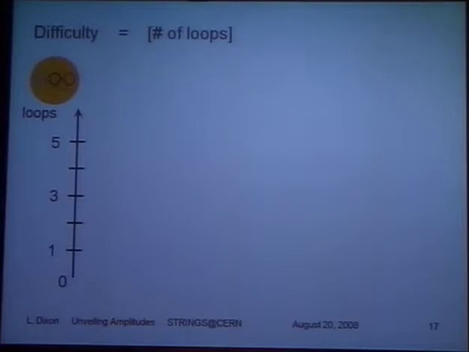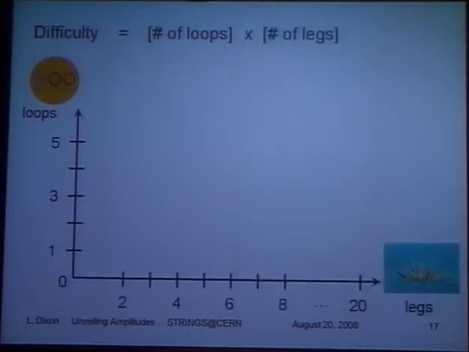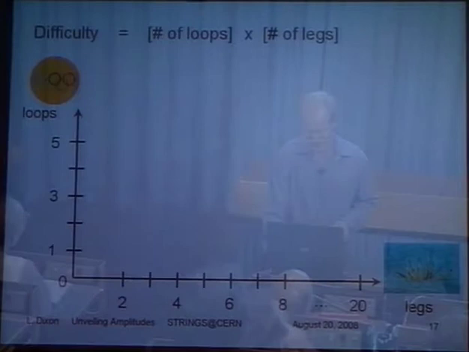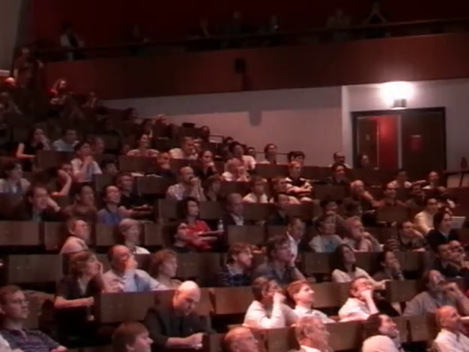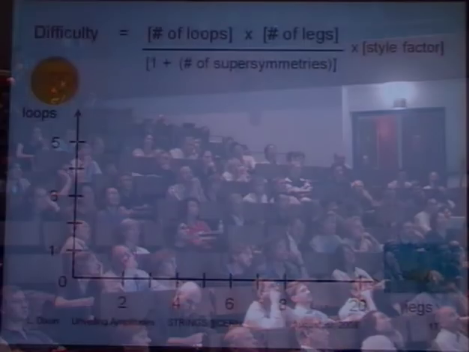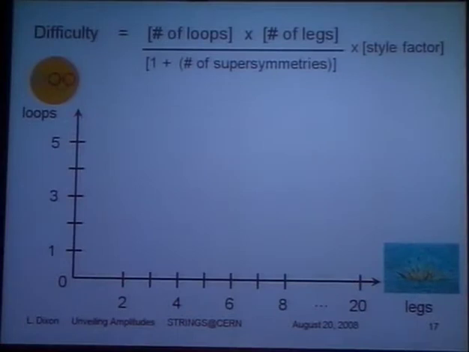But then there's also legs. And it's a strong function of the number of legs as well. And in fact, if you want to do a lot of loops and a lot of legs, the only thing that can save you is to have a lot of supersymmetries, because otherwise it's just too hard. And then, of course, this is not a completely objective sport. There's a style factor involved. And different people have different style factors. For me, if you compute something that you can measure in experiment, you get a big style factor. But other people have different criteria.